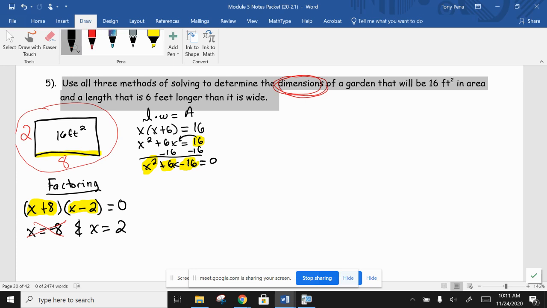All right. So the way we would write this now is our width would need to be 2. Our length would need to be 8. It satisfies both things. It's 6 bigger. And when you multiply them together, they're going to give you 16. All right.